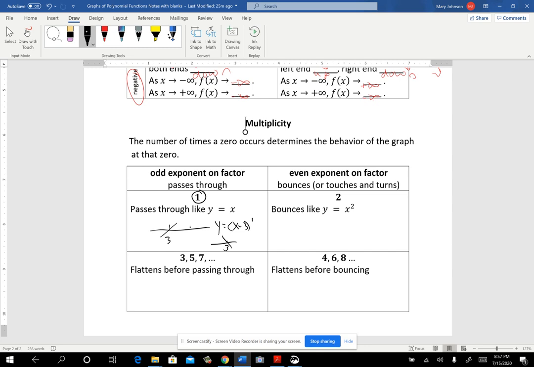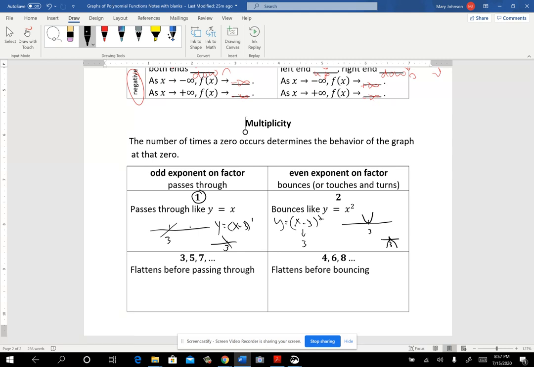All right, if you have y equals x minus 3 to the second power, then at 3, the graph is going to wind up bouncing at 3, touching and turning, they sometimes say. It might come from below and hit the 3, or it might come from the top and hit the 3, okay? And so it bounces just like y equals x squared. And remember how x minus 3 would correspond to an x-intercept of 3.